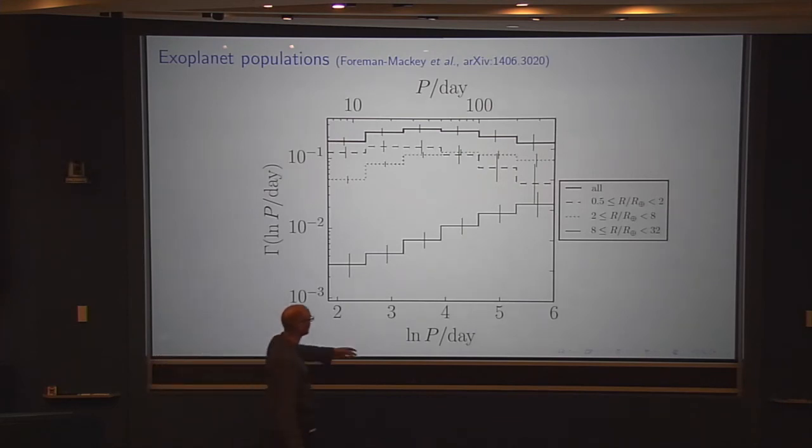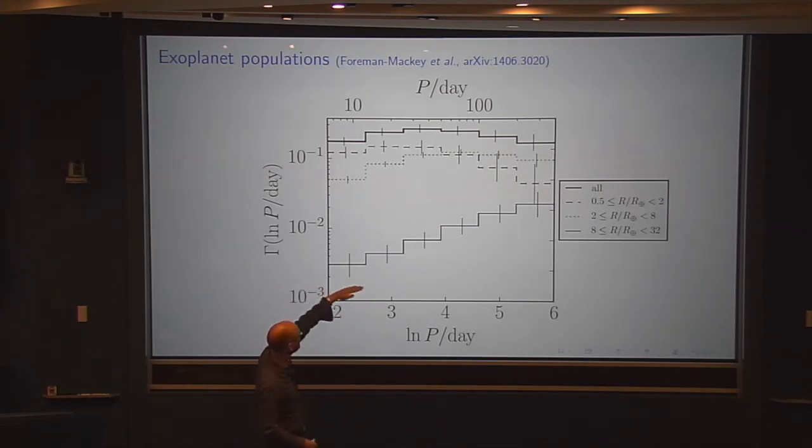So this is period. For some reason, astronomers use P for period. Don't ask me why. It's annoying. And this is a log axis here, you see? So this is a very severe plot. And the solid line is the period distribution of all exoplanets we detect in Kepler. And this is correcting for completeness and correcting for the inclination, the geometric effect. So this is what we think the true population is.